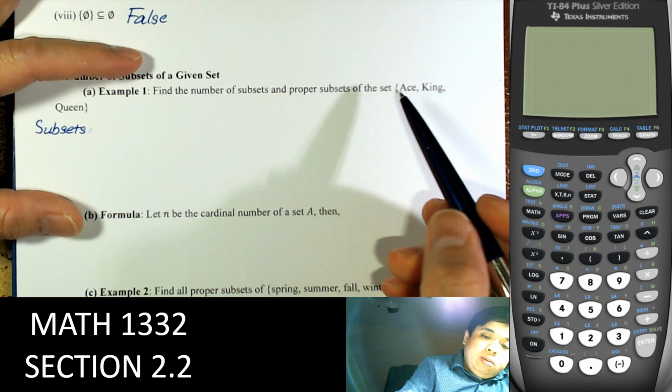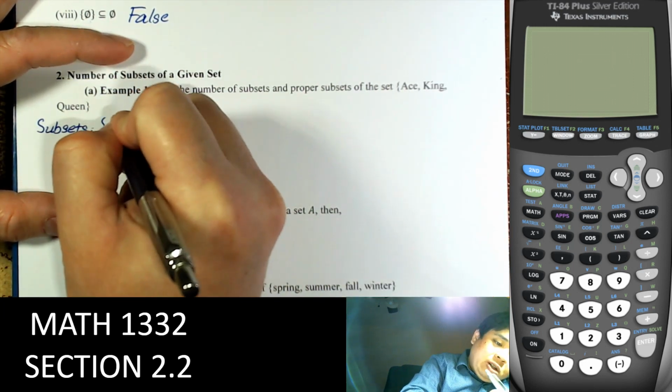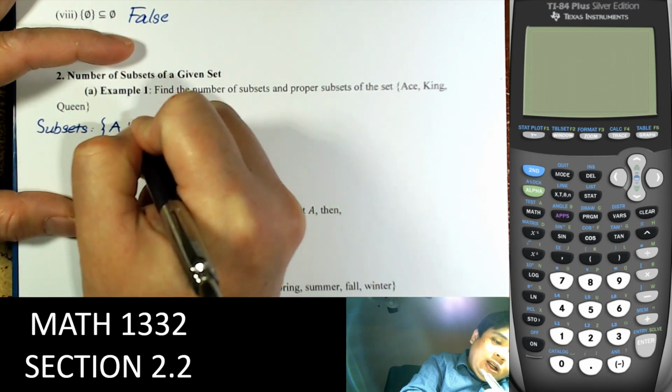So we start with the set of all 3 of them. I'm just going to use abbreviation: Ace, king, and queen.